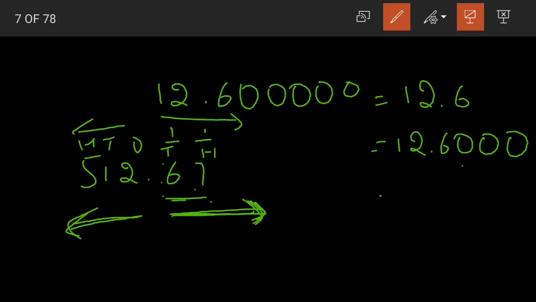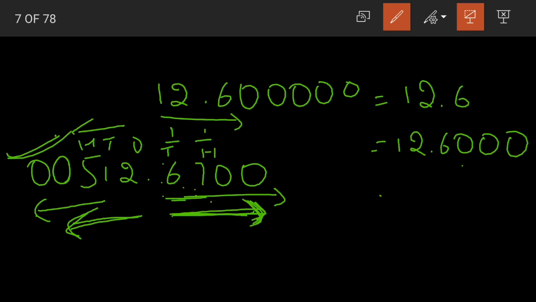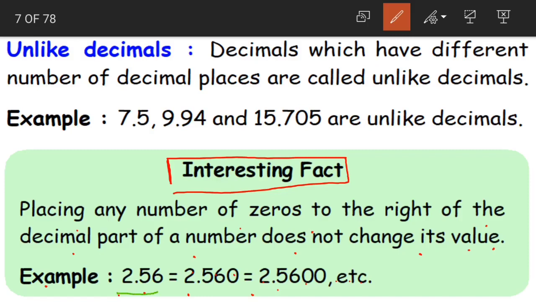So in the same way, for a normal number, that is a whole number or natural number, if you place zeros to the left, the value does not change. In the same way for the decimal places, if we place zeros to the right, the value does not change. So what do we understand? 2.56 is equal to 2.560, which is also equal to 2.5600, etc. So placing any number of zeros to the right of the decimal part, this is our decimal part, right, does not change its value.